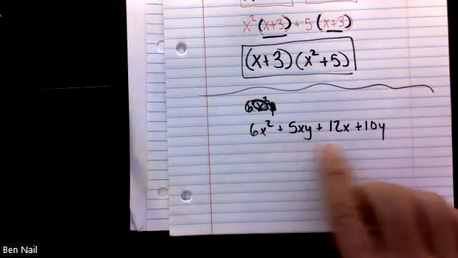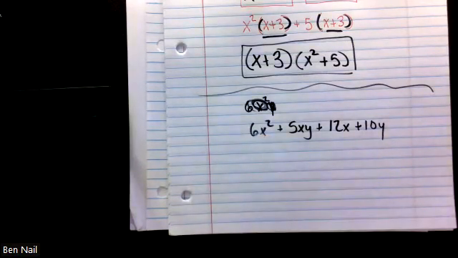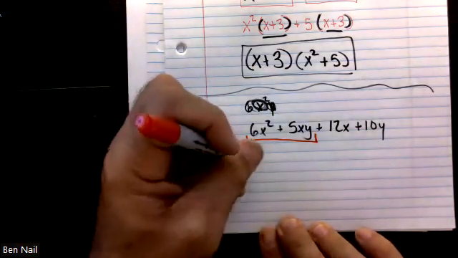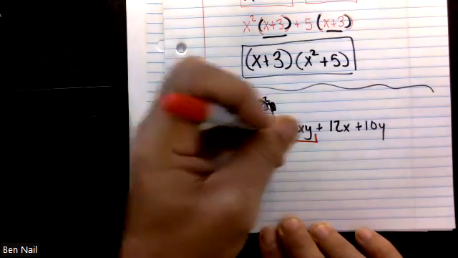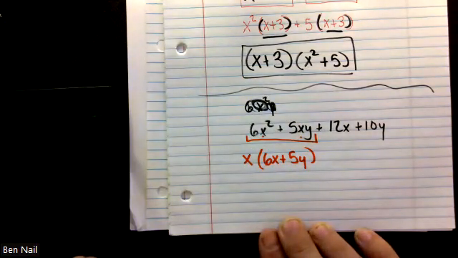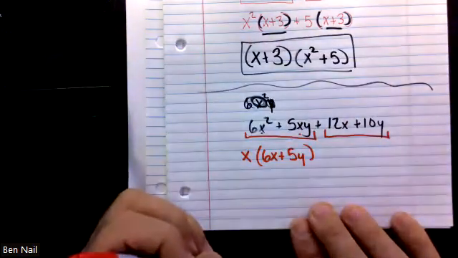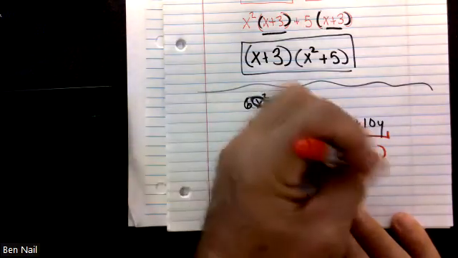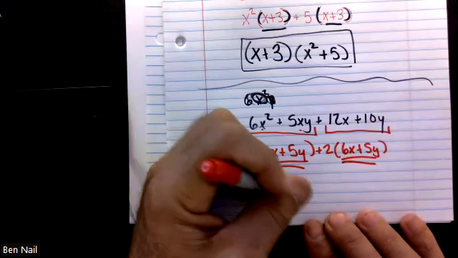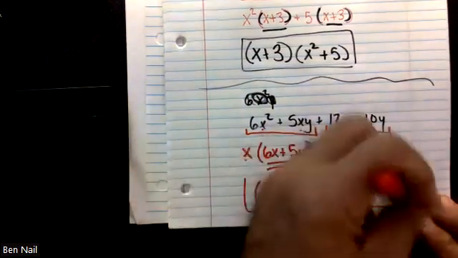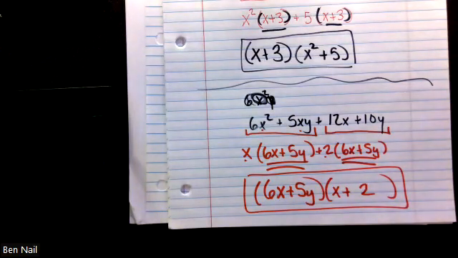Same thing. This one has an X, this one has a Y. They don't all have the same variable. This one doesn't have an X, this one doesn't have a Y. So there's no obvious greatest common factor. So again, I'm going to look at the groups. If I look at this first group, I can take out an X. They both have X's. If I factor out an X, I'm left with 6X plus 5Y. If I look at this group, I can factor out a 2. That leaves me with 6X plus 5Y. And if my parentheses are the same, that's my greatest common factor. And then I'm left with what is on the outside. So again, that is my properly factored polynomial.